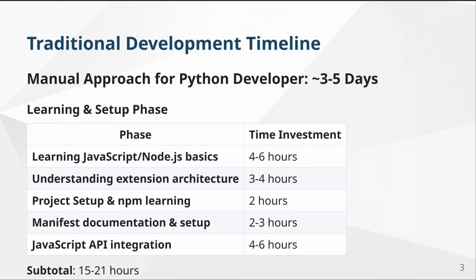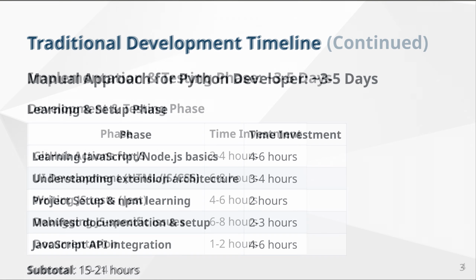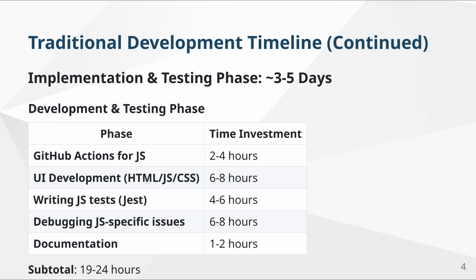Let me start with a small comparison of how much time I would take as a Python developer to build a Trello extension for Thunderbird. As you can see here, there is some time. I would say for the first part of my job I would need 15-21 hours if I want to understand exactly what was going on, and then for the second part, also writing tests, documentation and so on, I would need between 19 and 24 hours. So depending on your experience with JavaScript and how fast you are, you will spend 3-5 days.